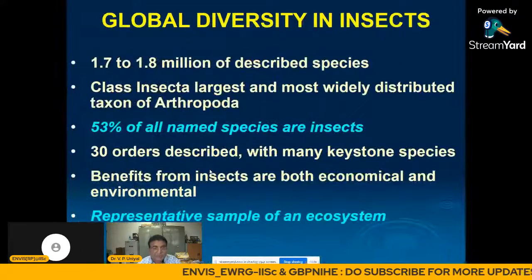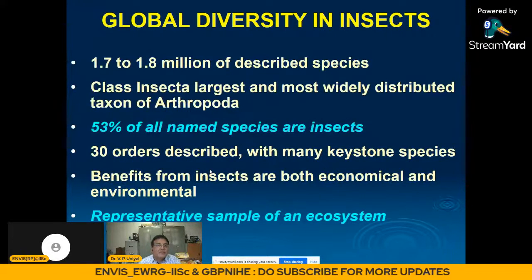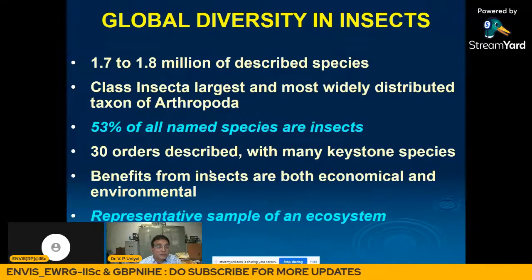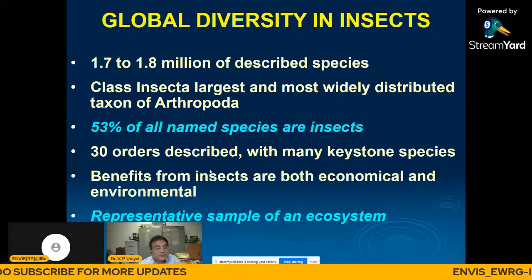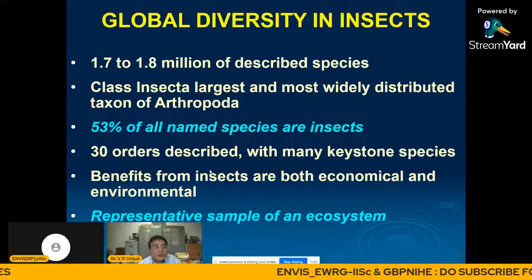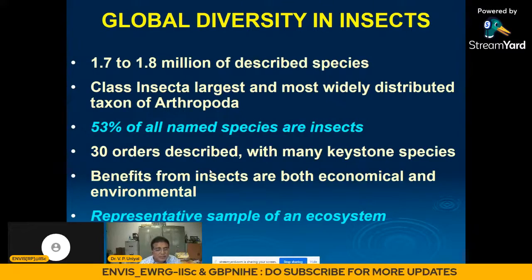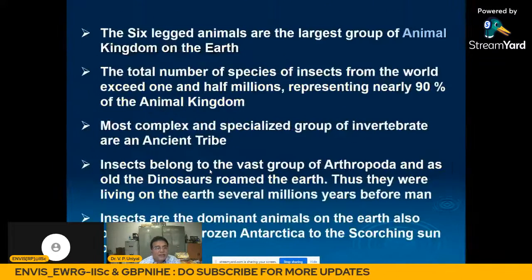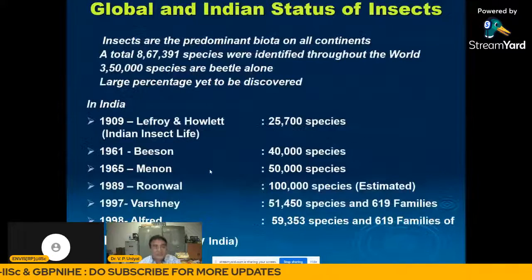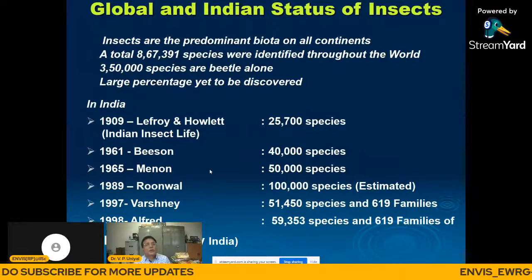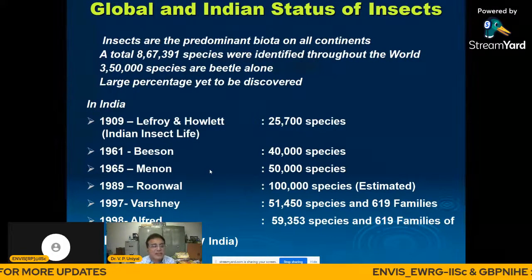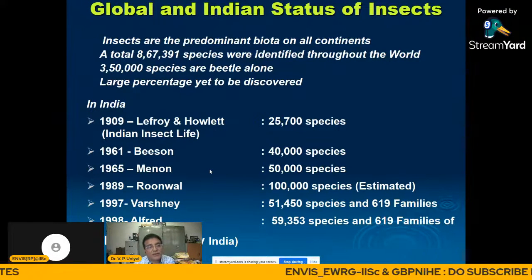You know about it. But within this global diversity of insects, there are 1.7 to 1.8 million described species. Class Insecta is the largest and most widely distributed taxon of arthropods, with named species in 30 different orders and groups. Some of this I already discussed. The study of the total global diversity and status of insects was started in India by Lefroy in 1909.